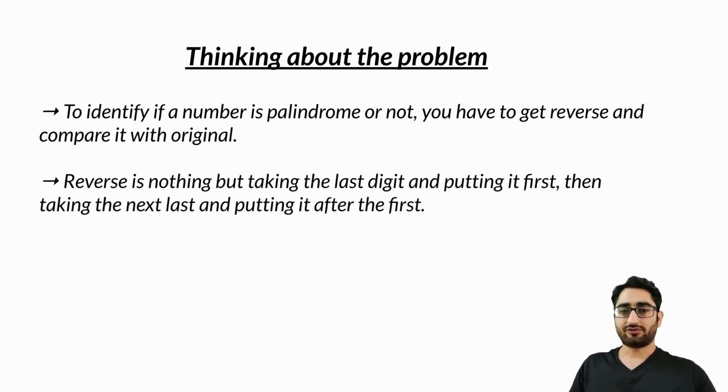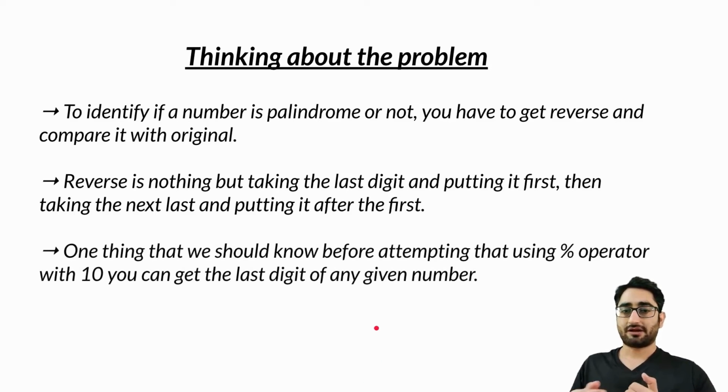Point number two is reverse. What is reverse? Reverse is nothing but taking the last digit and putting it first, then taking the next last digit and putting it after the first. So this is how you get the reverse of any given number. These are a couple of points that I would like to make before you start attempting the solution.